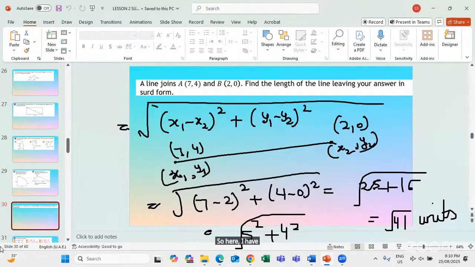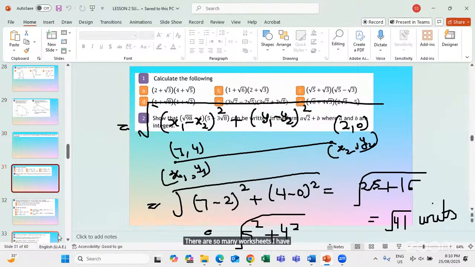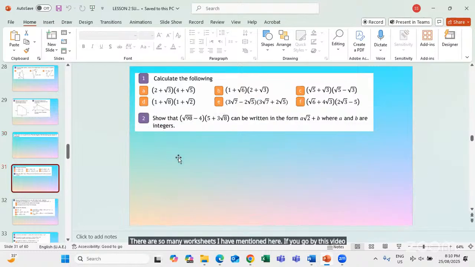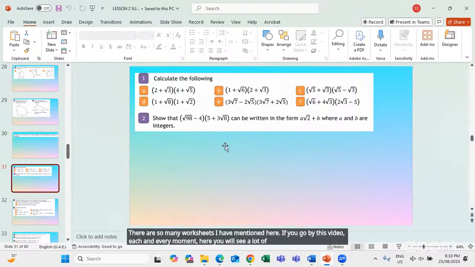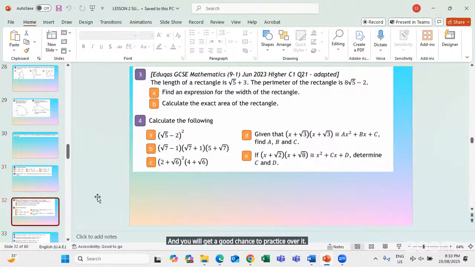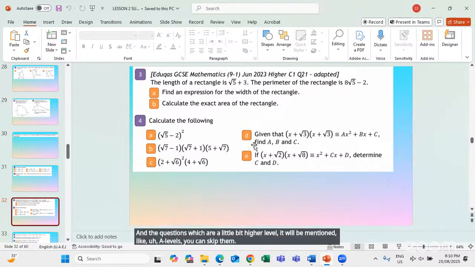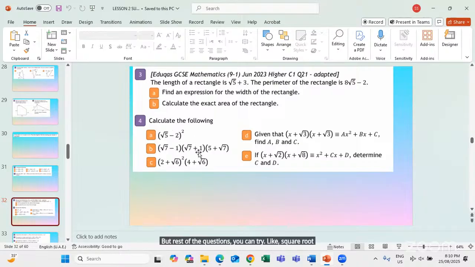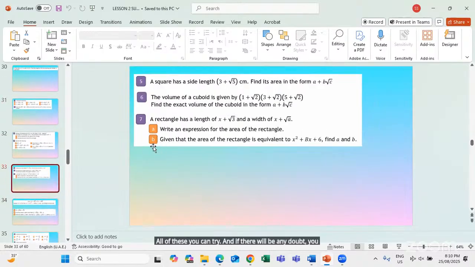So here I have explained some questions based on applications where we can use surds in geometry: in finding the length between 2 points, in finding the perimeter, in the Pythagoras theorem, finding the area. There are so many worksheets I have mentioned here. If you go through this video moment by moment, you will see a lot of questions and get a good chance to practice. Some past paper questions are also mentioned, and the questions which are a little higher level, marked as A levels, you can skip, but the rest of the questions you can try, like (square root 5 minus 2) the whole square, and all of these. If there is any doubt, you can let me know about these kinds of questions.